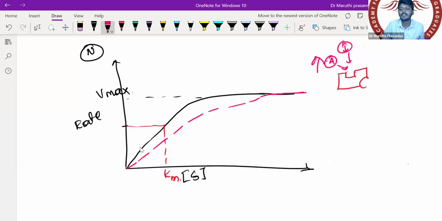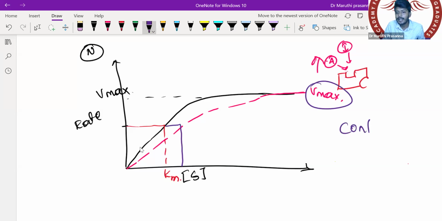If I increase the concentration of the substrate, and more substrate is there, the substrate will bind to the enzyme, leading to the Vmax. So you will achieve the Vmax. Vmax remains normal, constant. But what happened to Km? There is an increase of Km. That is your Michaelis-Menten constant.